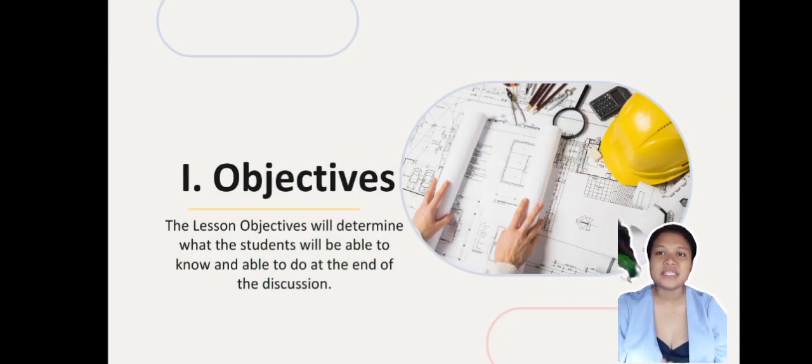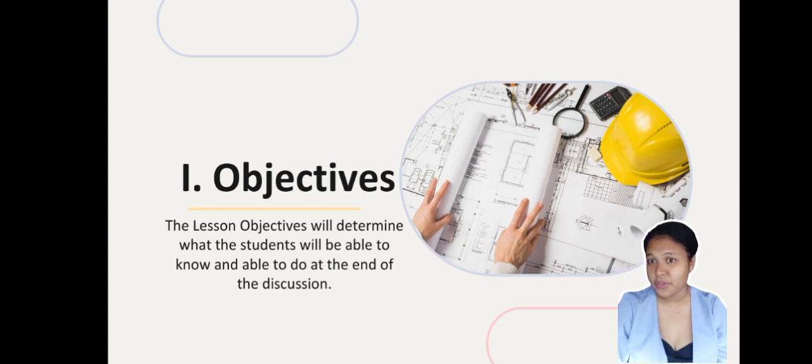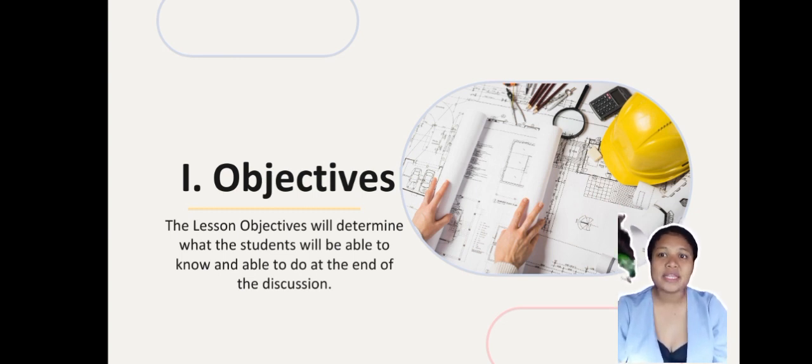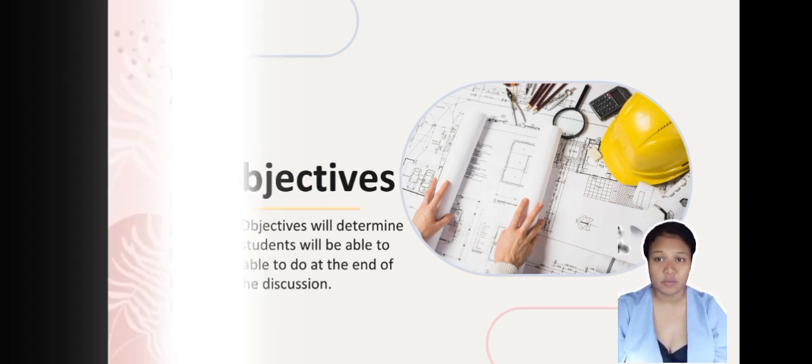Lesson objectives will determine what the students will be able to know and able to do at the end of the discussion. Meaning, this will be the aim or the goal of the teacher for what they will teach, and what the end of the lesson will have. This is the main goal of the teacher, that the students will meet all of the objectives.